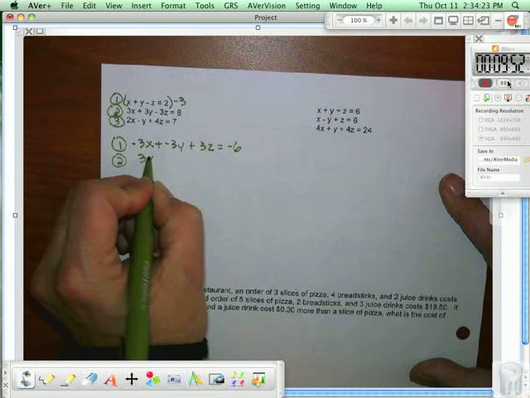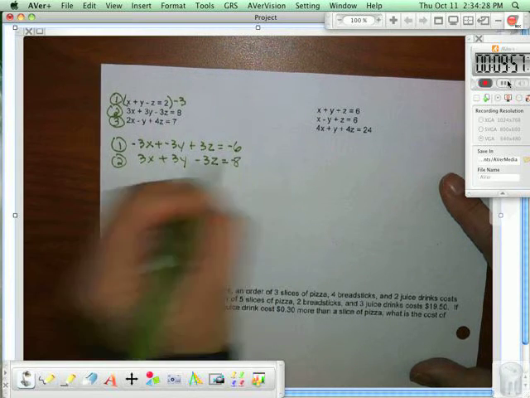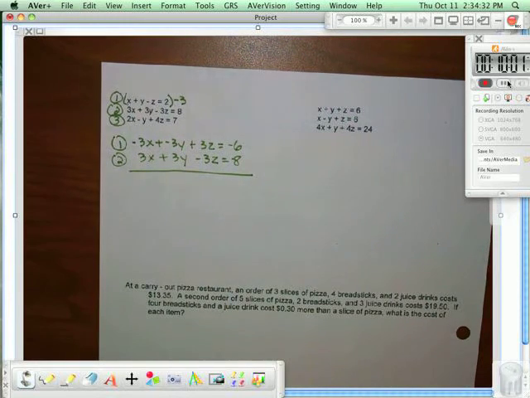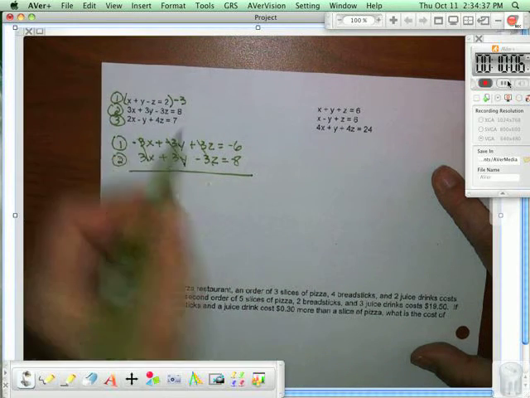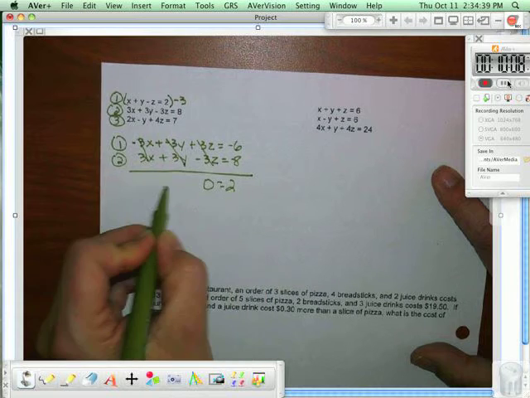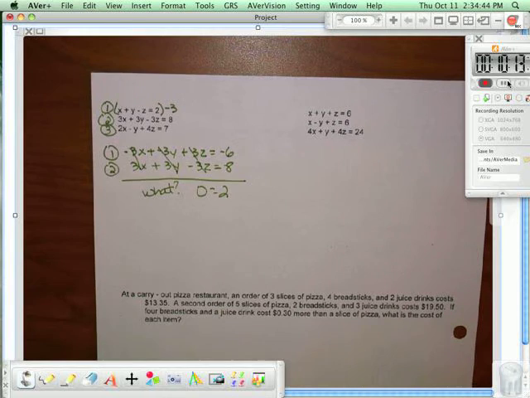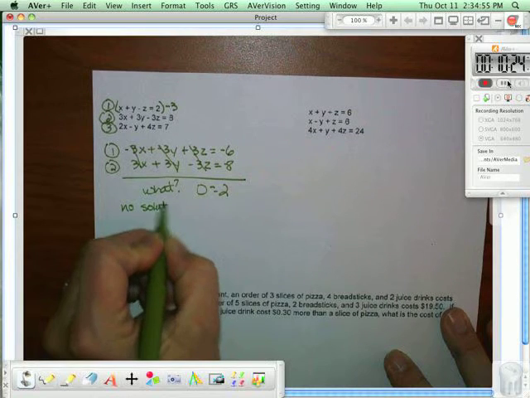Something funky's gonna happen. Look, this is gone. Bye-bye, see you later. 0 equals 2, what? What does that mean? No solution. There's no place that these three planes all intersect together. This means no solution.